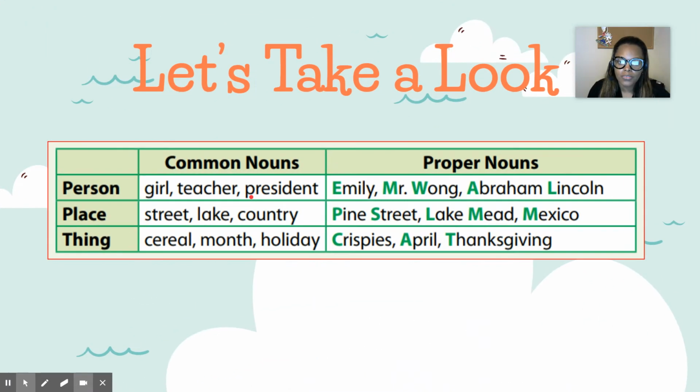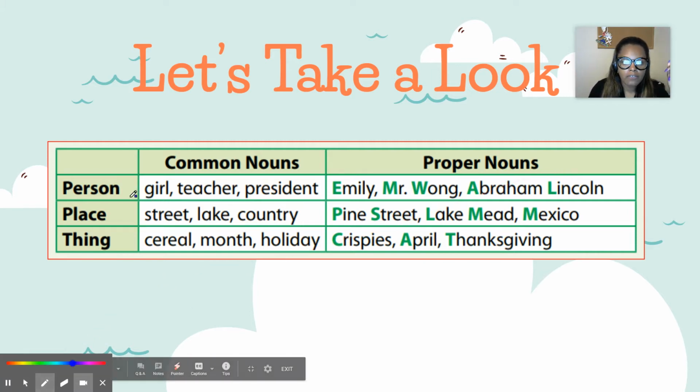Okay. So now let's take a look, okay? Here we have some common nouns and some proper nouns, okay? And I have them divided in person, place, or thing, okay? So here are some common everyday words of naming thing. Girl, teacher, president, street, lake, country, cereal, month, holiday. Those are common nouns. They are naming persons, places, or things, but they're not special, okay? Now let's look at our special nouns, our proper nouns. Emily, Mr. Wong, Miss McBride, Abraham Lincoln.